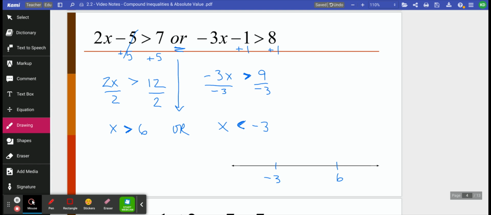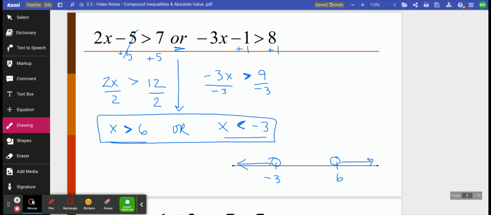So now I'm going to graph one piece at a time. So let's graph x is less than negative 3. That's going to be an open circle to the left. And then we're going to graph x is greater than 6. So another open circle, but this one's going to go to the right because it's greater than. So that's my solution set.